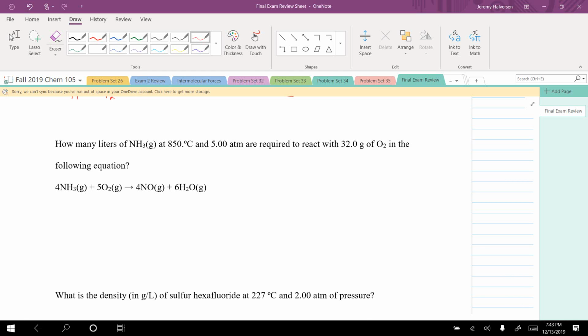Correlation, causation, right? Okay. How many liters of ammonia at 850 degrees Celsius and 5 atmospheres are required to react with that many grams of oxygen in that equation?